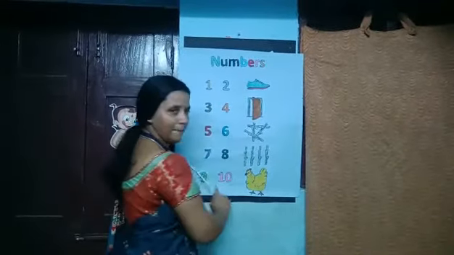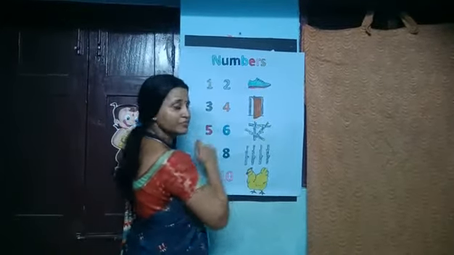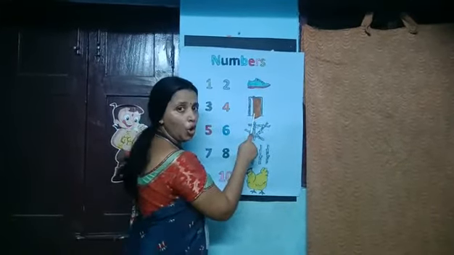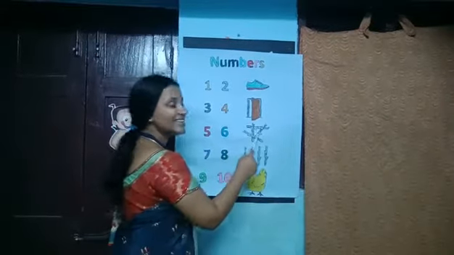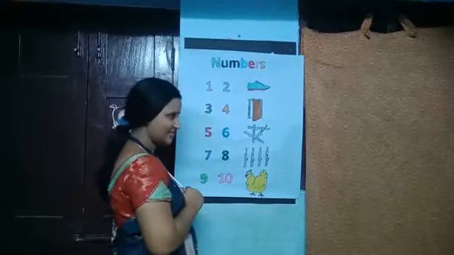Now we have learned the numbers. Let us see the pictures. Shoe, door, sticks, hen.